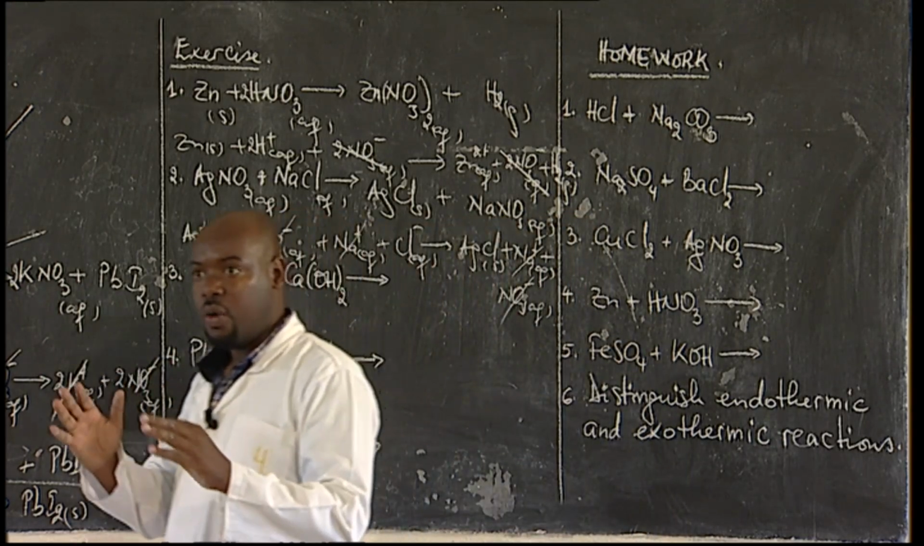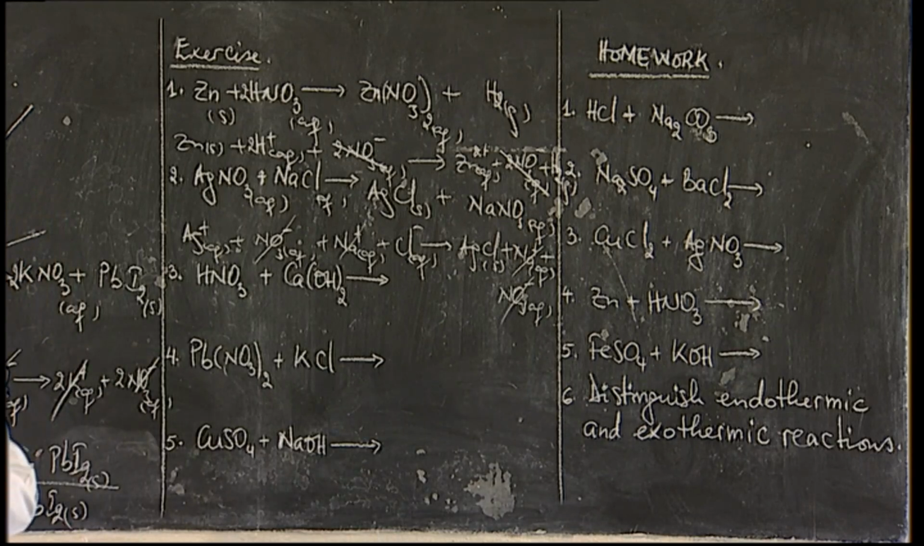So that is how we write the ionic equations. Remember, we write ionic equations for single displacement reactions or single replacement reactions and double replacement reactions only. For other reactions, it's not possible.